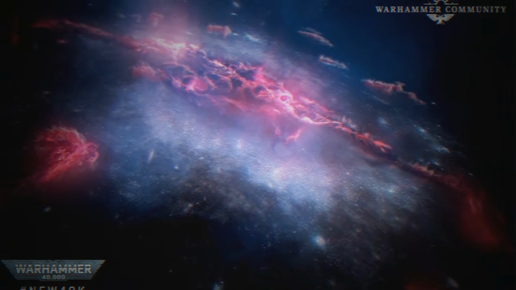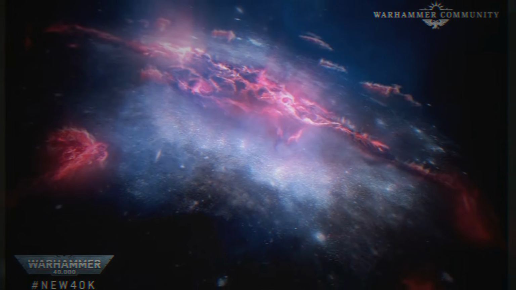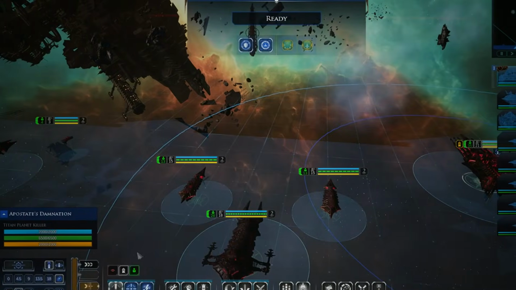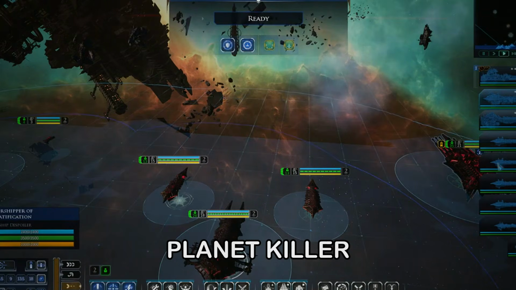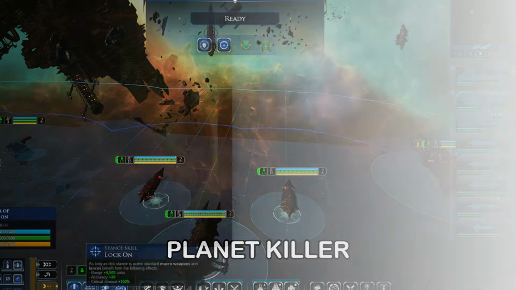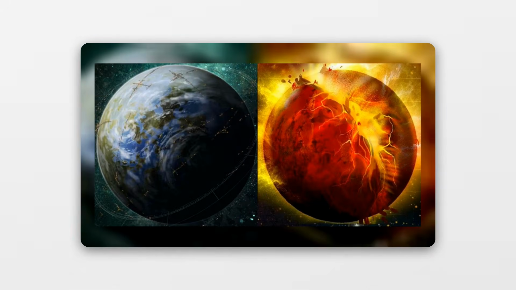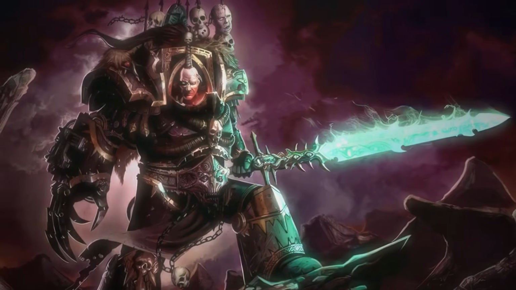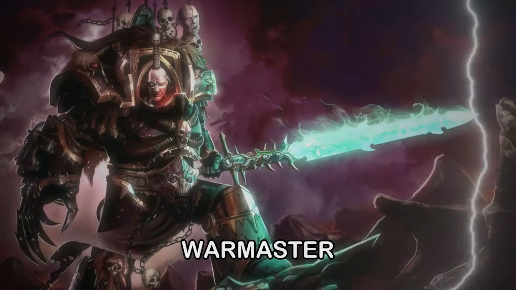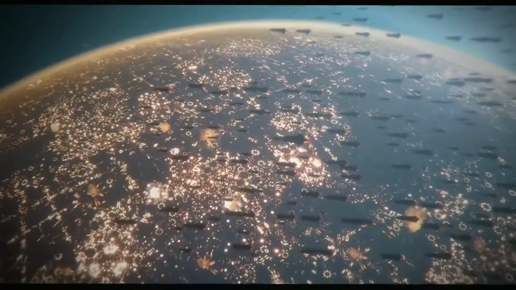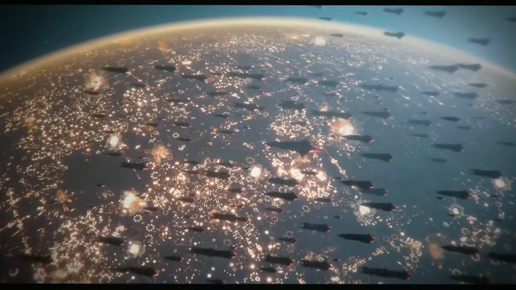In a final act of defiance, or perhaps a consequence of the sheer destructive energies unleashed, Abaddon's flagship, the Planet Killer, was destroyed in the process of Cadia's annihilation. The exact cause of its destruction is debated. Some say it was a desperate last stand by Imperial forces, others that it was consumed by the very energies it helped unleash. Regardless, Abaddon, the War Master of Chaos, managed to escape the destruction of his flagship, his ambition undimmed, his hatred of the Imperium as strong as ever.